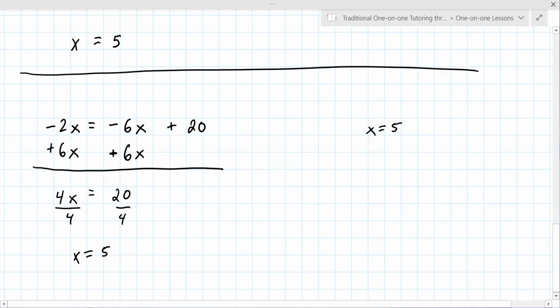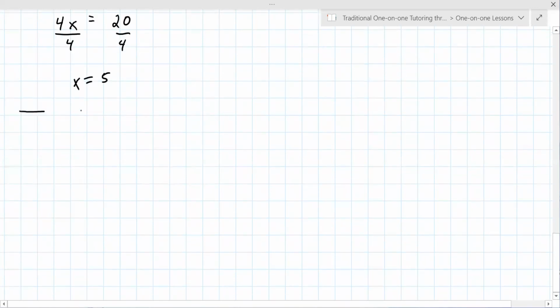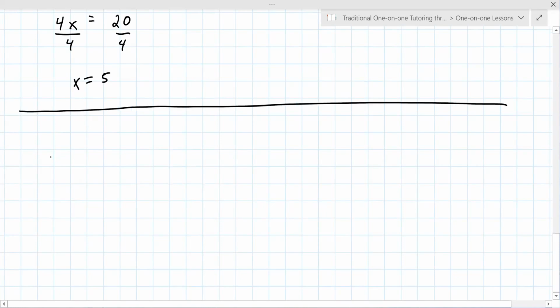So it sounds like you're ready to do one on your own here. Let me have you do one without any help from me. Negative 7x equals negative 10x plus 12. Let's give that a try, please.